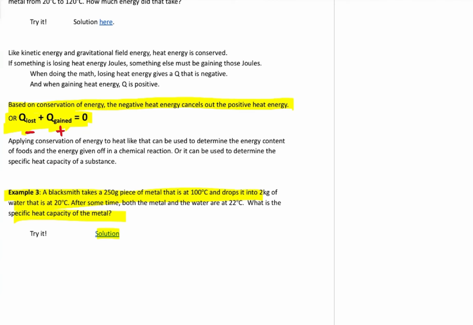Work through the examples. I think there's a worksheet linked at the bottom of the document. You can look at the first couple questions off the worksheet, and then the second video will explain part 2 of this.